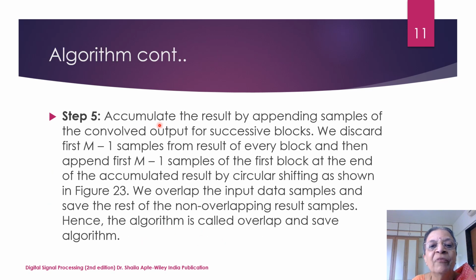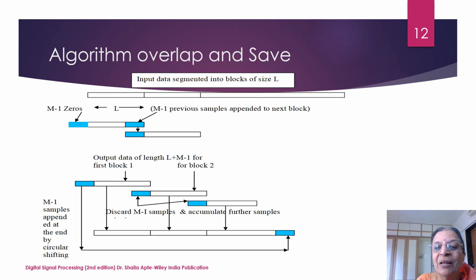After it is repeated, we accumulate the result by appending samples of the convolved output for successive blocks. To combine, we discard the first M minus 1 samples from every block. That is why it is called overlap and save. The first M minus 1 samples will be discarded. We overlap the input data samples and save the rest of the non-overlapping result samples, and the algorithm is called the overlap and save algorithm.